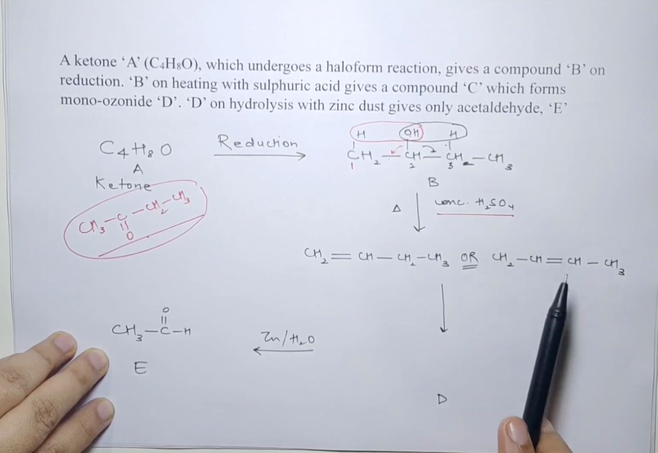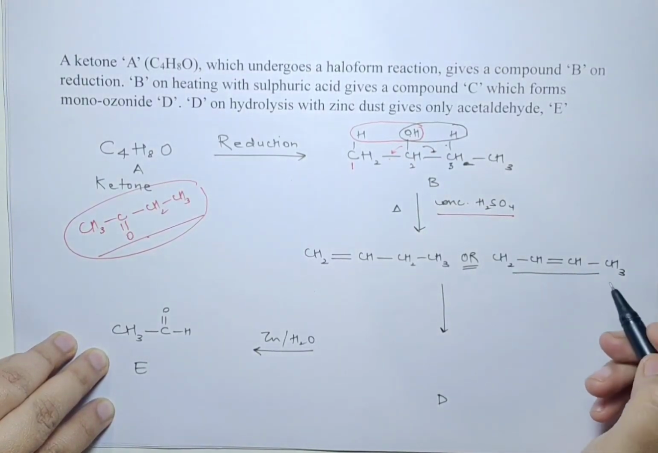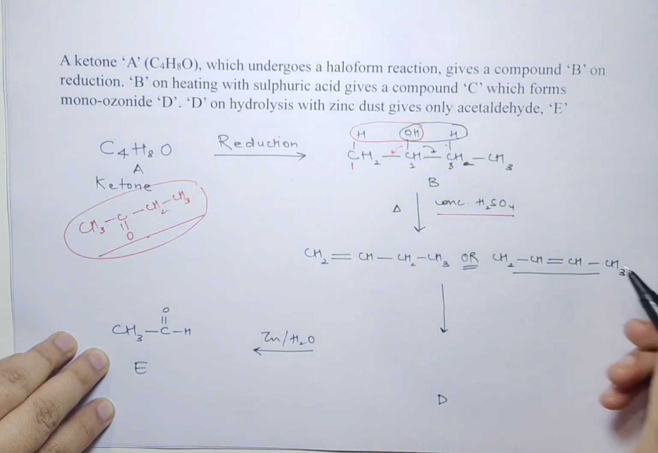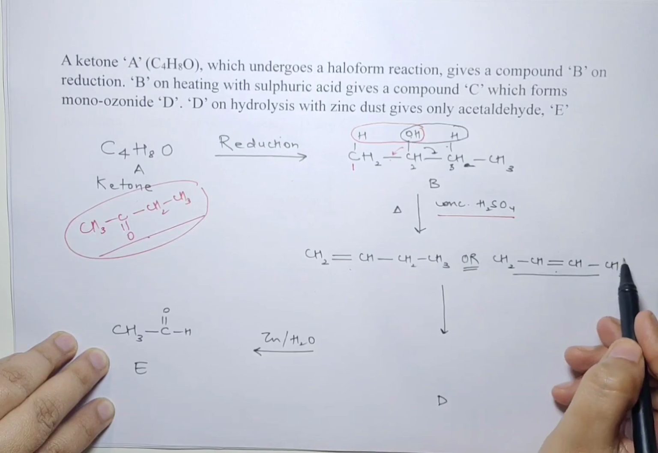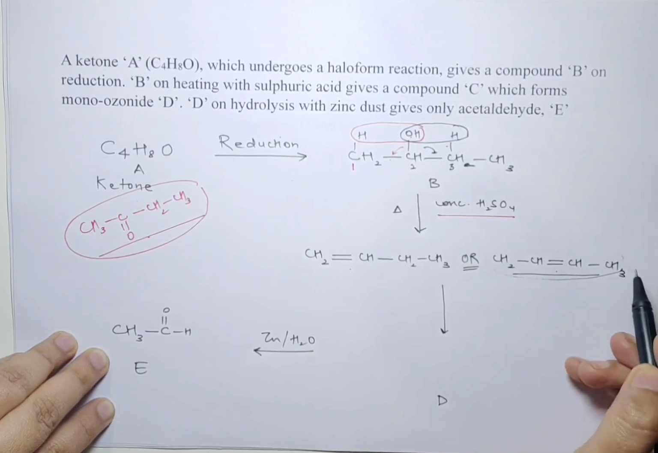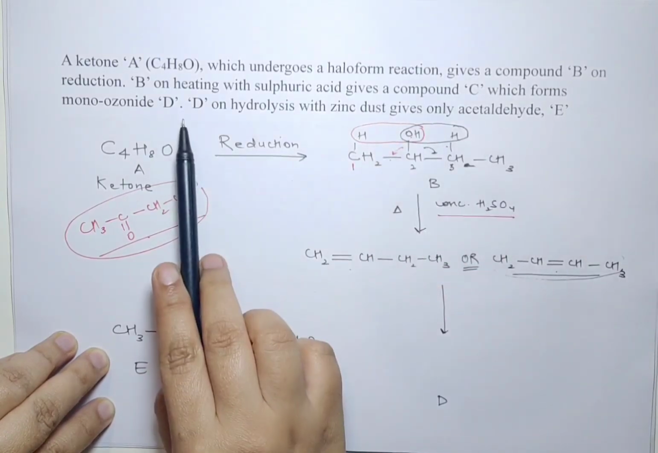Both will be formed. Of course, the major product would be this, because our Saytzeff rule says that the most substituted alkene is formed. So this alkene is more substituted as compared to this alkene. So this would be our major product. And we also get this by the next clue.